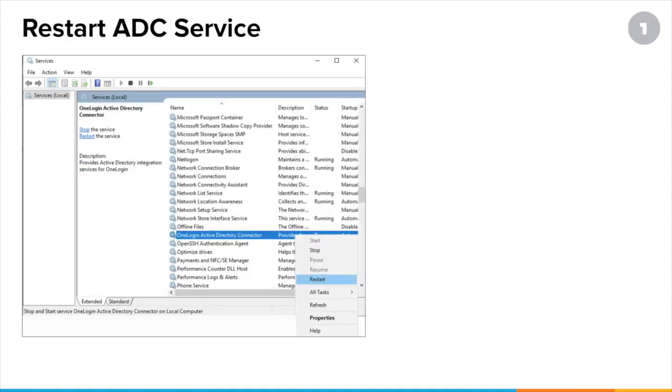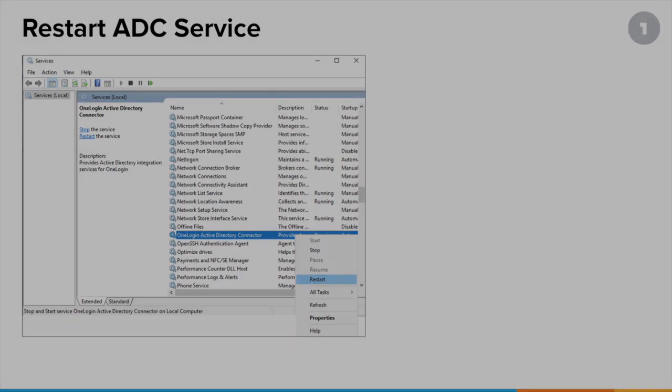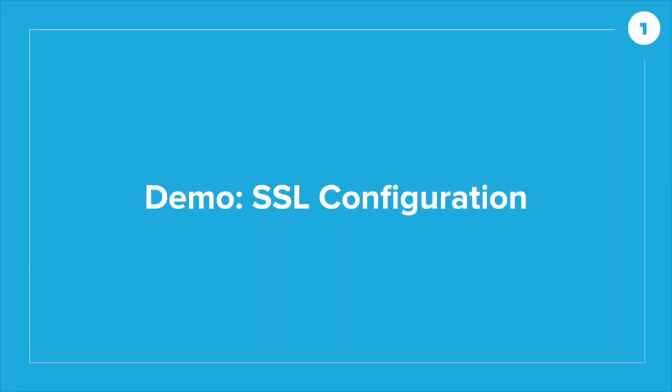Now you can restart the Active Directory connector service. So open up your services MMC, right click OneLogin Active Directory connector, restart. Again, perform this on each of the systems that you have installed the Active Directory connector software on. Let's check out those settings in our demo environment.